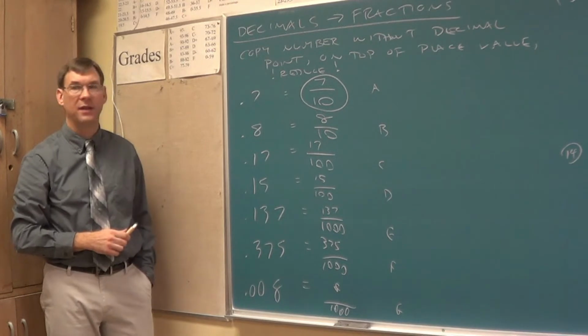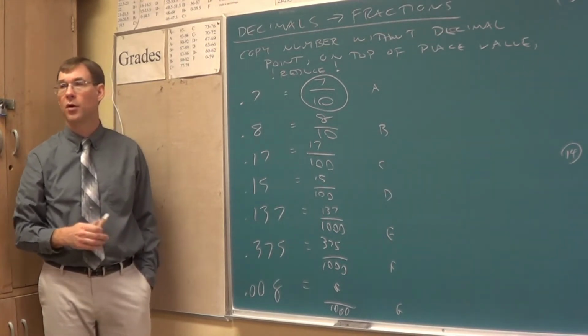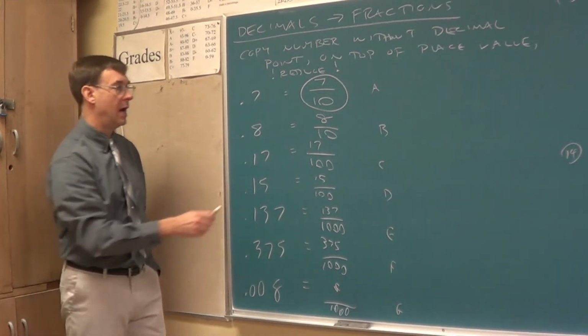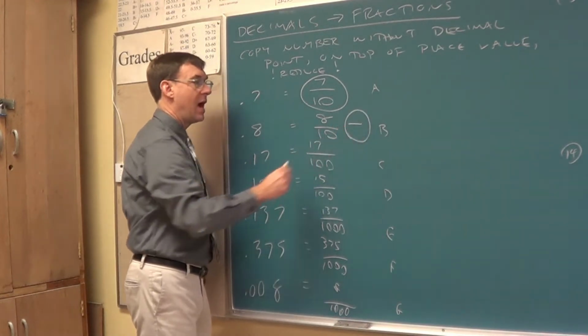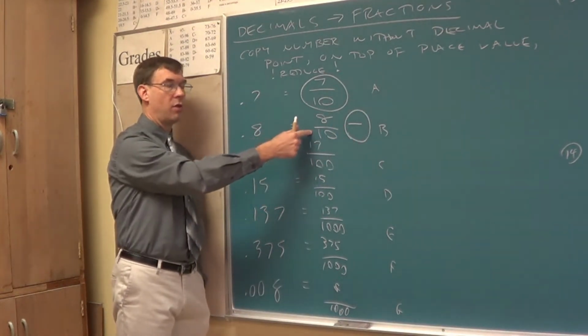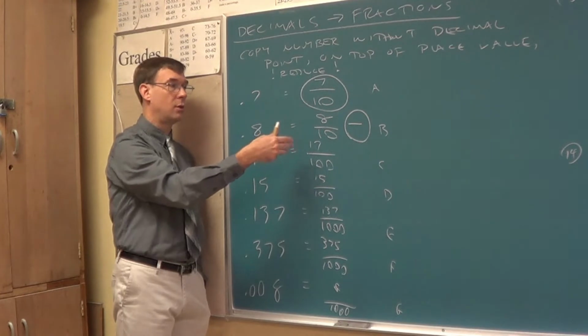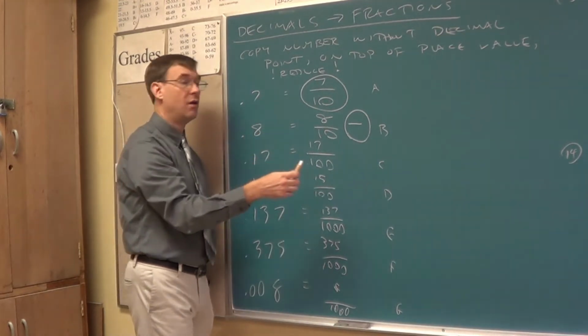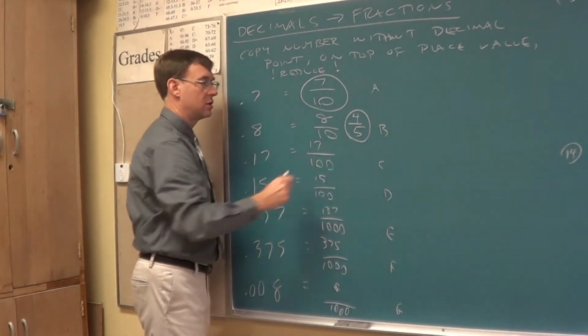Somebody spot me one that's not the best, something we can improve. B. We can make this a better fraction, because who goes into both of those? 2. Take 2 in, what's our best answer? 4/5 is our best answer.